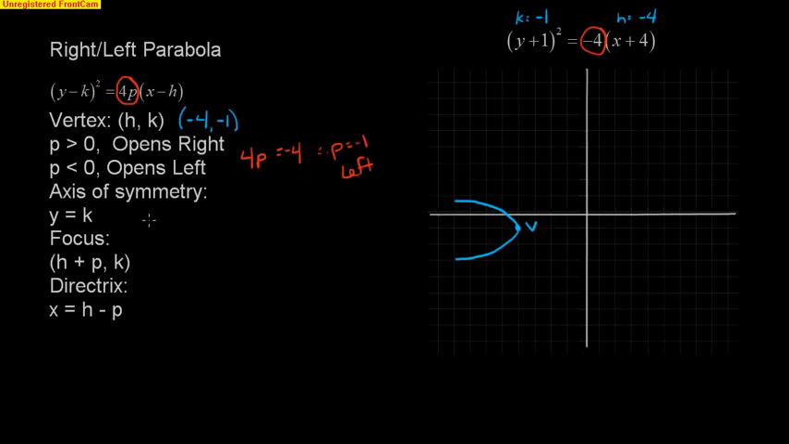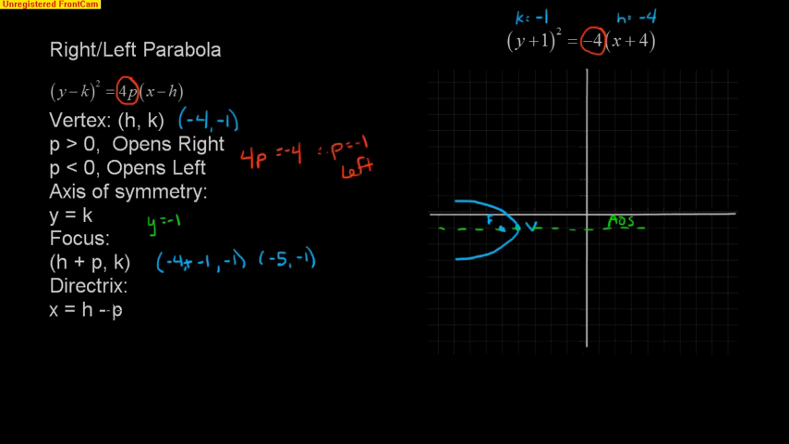Axis of symmetry, Y equals K, so Y equals negative 1. So negative 1 puts me right here through the center. And that's my axis of symmetry. Focal point, we're going to have H, and again H was negative 4, plus P, negative 1, comma K, negative 1. So we're going to have negative 5, negative 1. So count from the origin, negative 5, negative 1. Puts us right here on the inside, so we know we did it right.